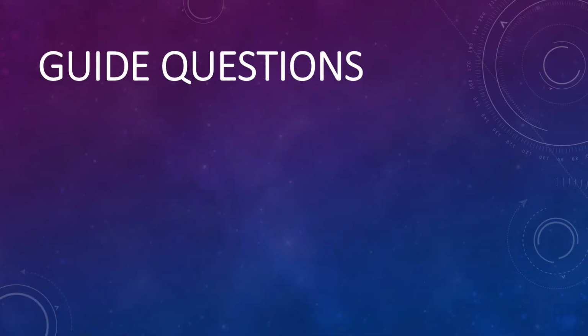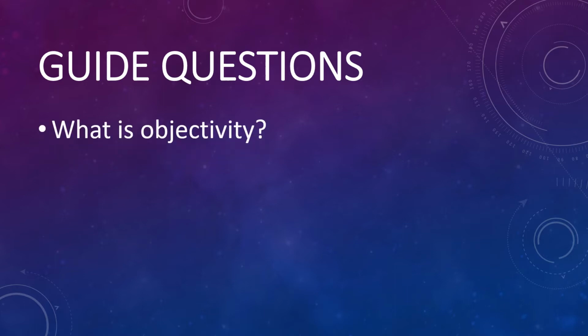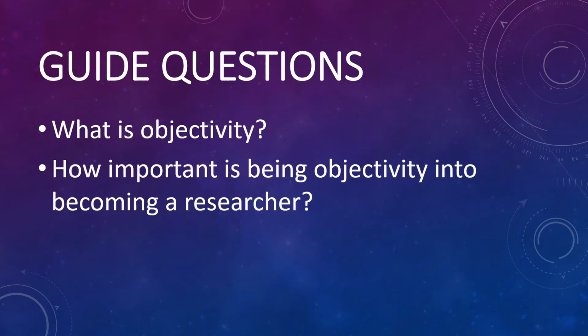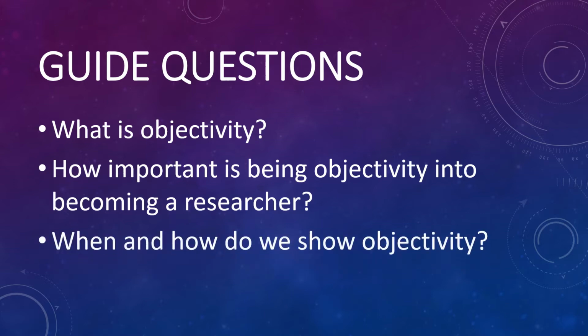Now, we have here some guide questions for you to focus on. Number one, what is objectivity? Number two, how important is being objective in becoming a researcher? Number three, when and how do we show objectivity? So these three important questions, class, will lead you to understand further about our topic this afternoon.